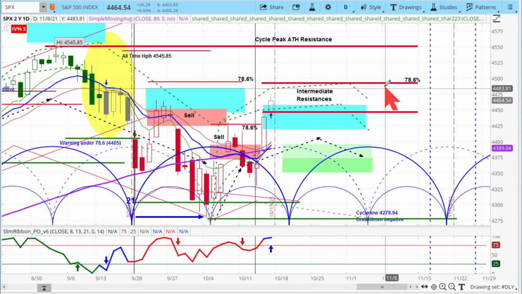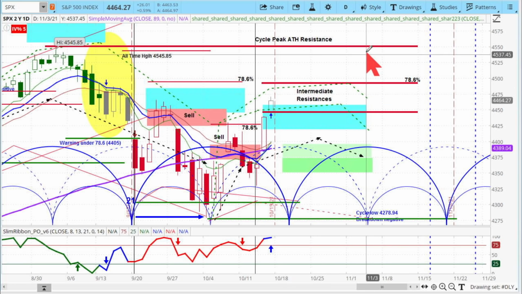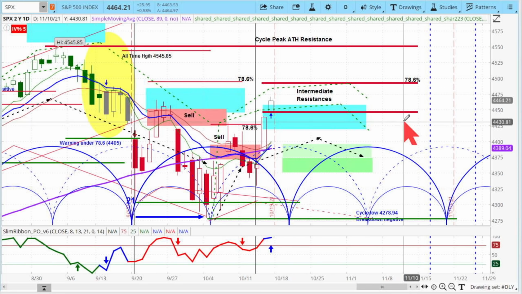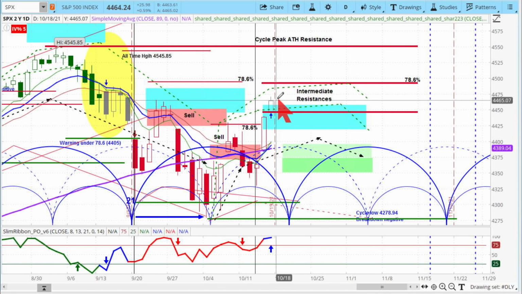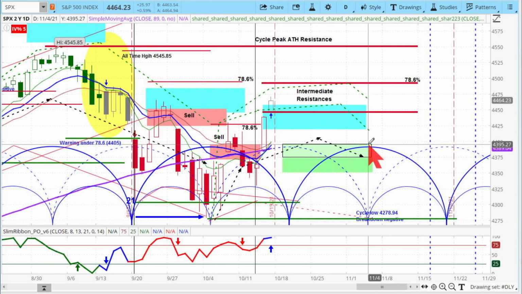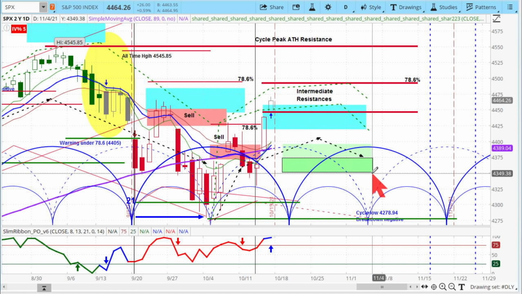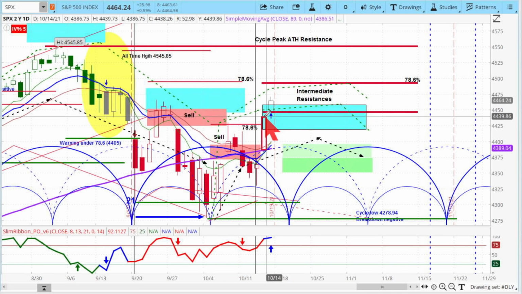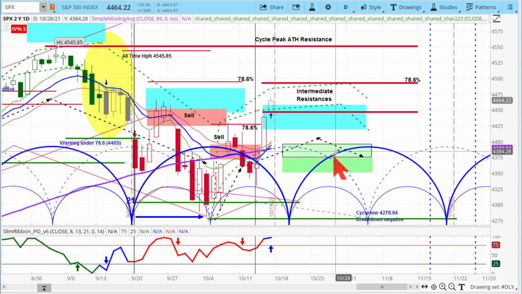So this level right over here is 44.90. We would not expect it to get through there. Were it to get through there, it would raise the probabilities of getting to the all-time high, which of course is up here at 45.45. So right now, the highest probability is it stalls in this area and then turns down. But then you have these supports that are right in here, which are between this area of 43.95 and 43.50. So we would expect that we would get a pullback in here over this time frame.